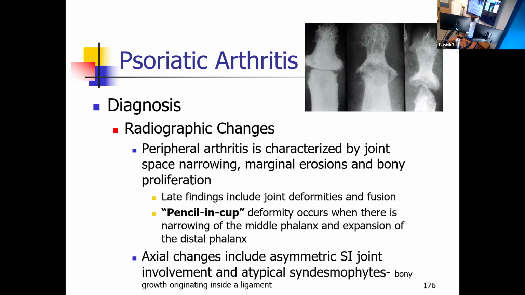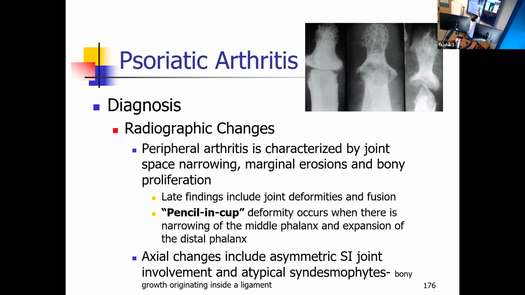And the way it's always written on the boards is pencil in a cup deformity. They'll indicate X-rays obtained. On the X-ray, the impressions were a pencil in a cup deformity with marginal erosion and space narrowing. Then they might show you.